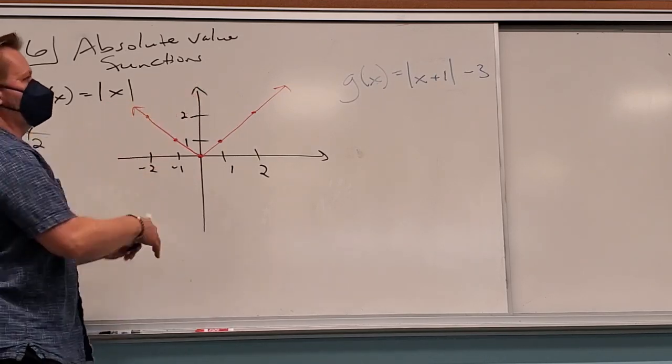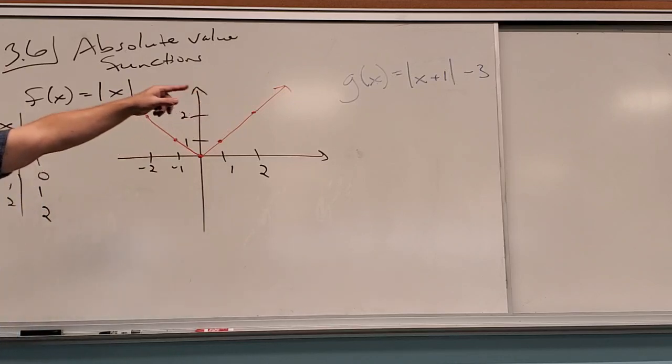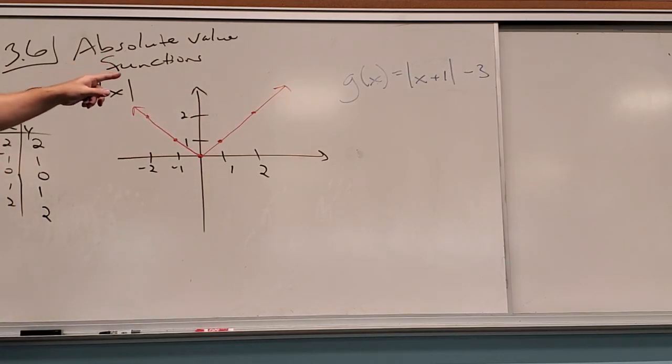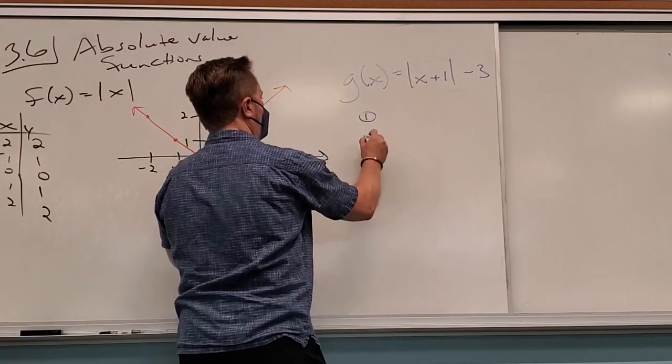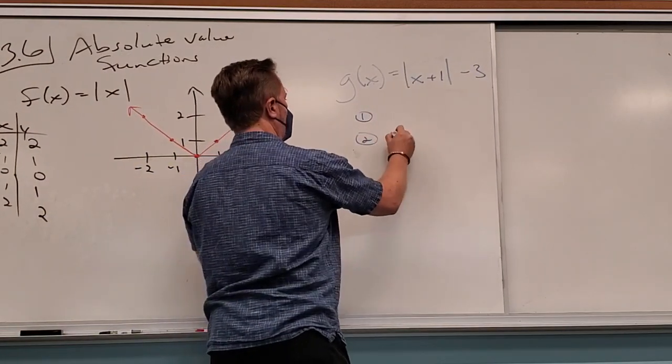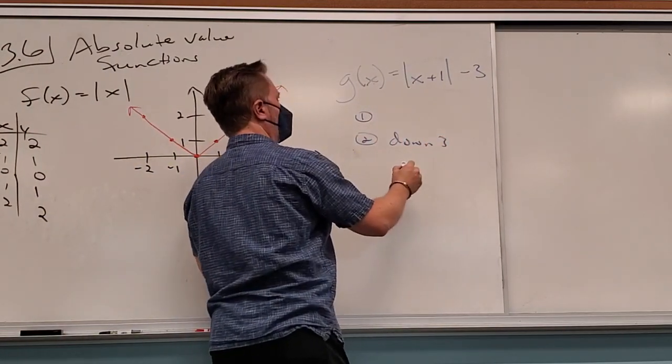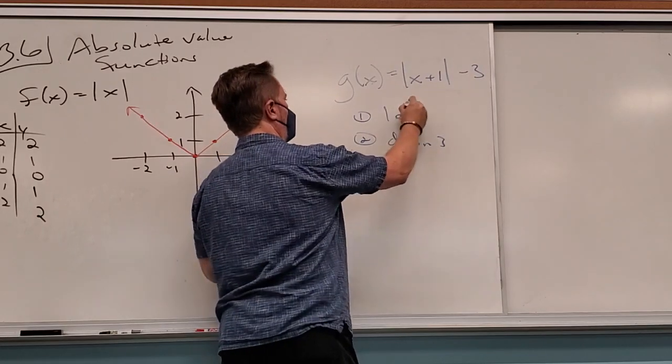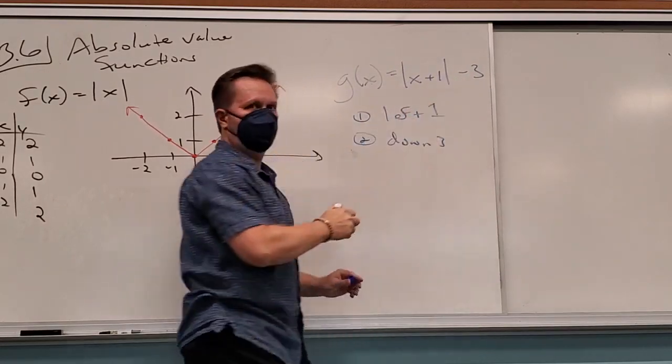So does anyone, I don't want to make a table of values. Please, everybody, hopefully you understand that question. I would not want you to make a table of values. We know this. What are the transformations over there? Down 3. That's the second thing you do? Left one, down 3, yes?